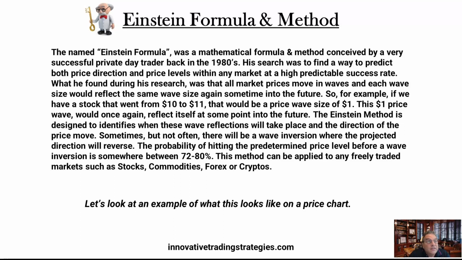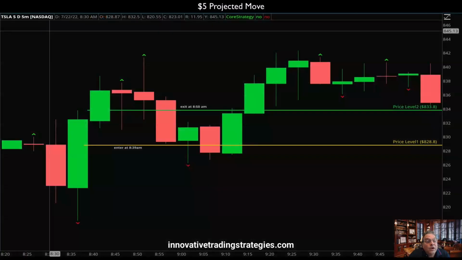And this is, once again, the most recent example, and this was during my live show, and most of you, I'm sure, are here because of the live show. But on this particular day, this was Tesla, and we were looking for a $5 move. We entered at 8:39. I predicted that Tesla was going to have a $5 move. And at 8:50, it did have its $5 move, so it hit its objective. All right. And then again, let's go to the next one.